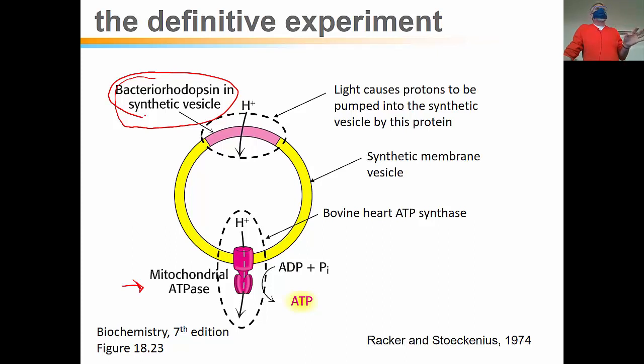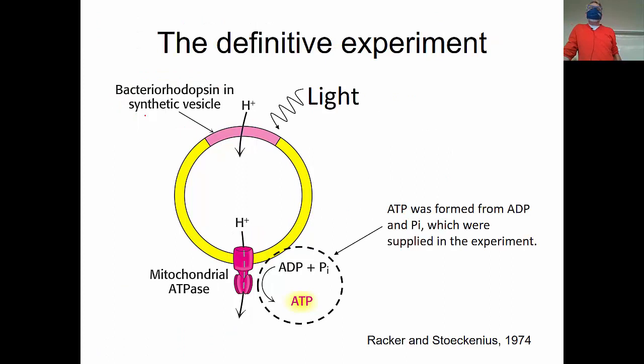It's not from the mitochondria. So if you have both of these in your vesicle and you have no light present, nothing happens. It just sits here. So they have a bovine mitochondrial ATP synthase and this bacteriorhodopsin. However, what happened when they hit it with light was this thing managed to produce ATP.